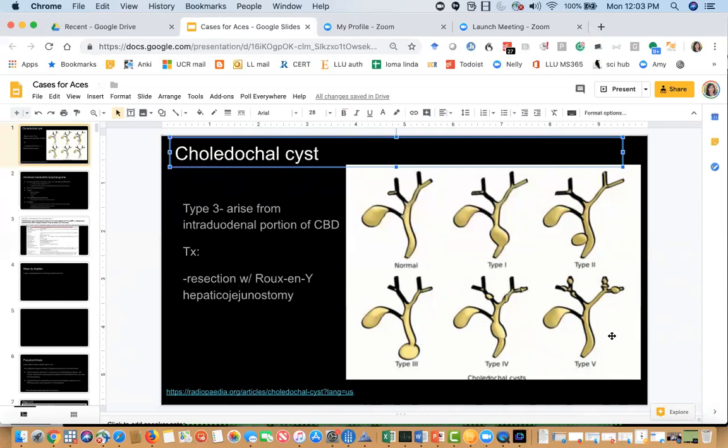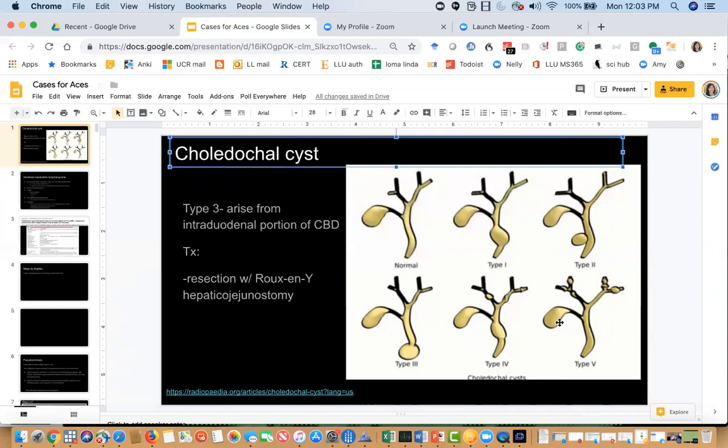What do they do for Caroli? I'm not sure actually what they do for Caroli. Yeah, Caroli is like a whole different thing because they end up getting fibrosis and infections and stuff. And so the treatment is transplant if they can. So it's considered a whole other thing, like a diffuse liver disease.